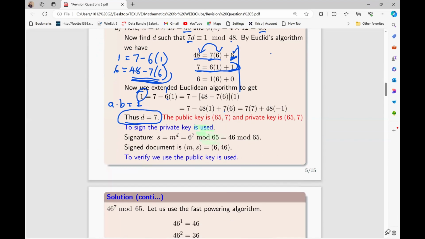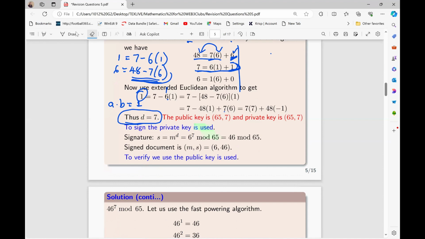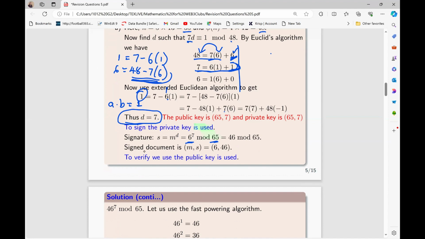So signing, we said we take the message and raise to D, mod 65. This is a small number. Just take 6 raised to 7 and reduce mod 65. Let me just remind, if somebody has forgotten, let me do that using my calculator. These are small numbers, but for purposes of the signature and RSA, we use bigger numbers.